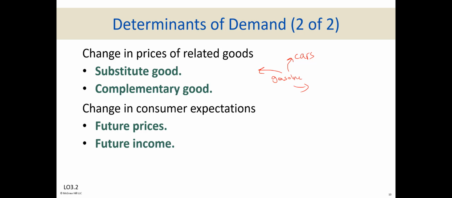And the final determinant of demand is change in consumer expectations. And we have two types of scenarios here, future prices and future income. If consumers expect the future price of a product to be higher, they increase their consumption today because they need to pay more in the future. If consumers expect their future income to rise, they increase purchases now. And the reverse case, if consumers believe their future income will be less, they reduce their demand today.